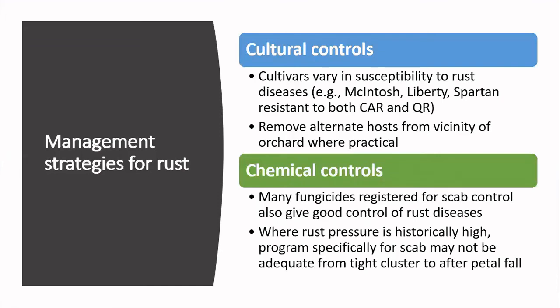In terms of cultural controls, there are varieties that are known to be resistant to rust. However, the best control option is to remove alternate hosts as much as possible. Where you know there are alternate hosts available, especially in the hedgerows on your farm, if it's possible to remove those, then you are breaking that potential cycle. If, however, there is no way of being able to get rid of those alternate hosts, chemical controls are available. There are many fungicides that are registered for scab control that do give good rust control as well. Where you know that there is pressure, the timing would be during that tight cluster to petal fall to really target the rust activity.